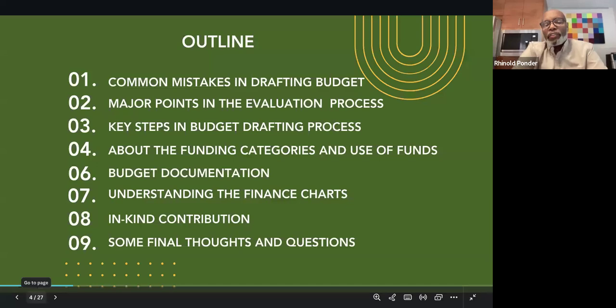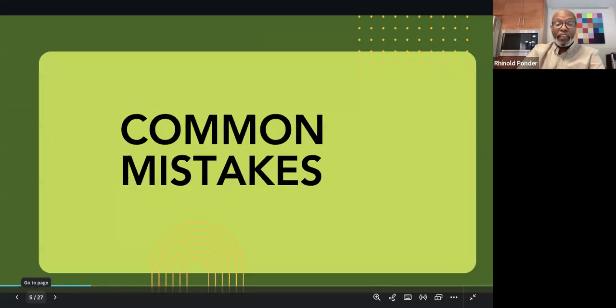We're going to talk about the common mistakes in drafting the budget. We'll talk about major points in the evaluation process, key steps in the budget drafting process. We'll talk about the funding categories and the use of funds. Actually, it's the ineligible use of funds, budget documentation, understanding the finance charts, in-kind contribution, and we'll share some final thoughts and we'll have the questions at the end.